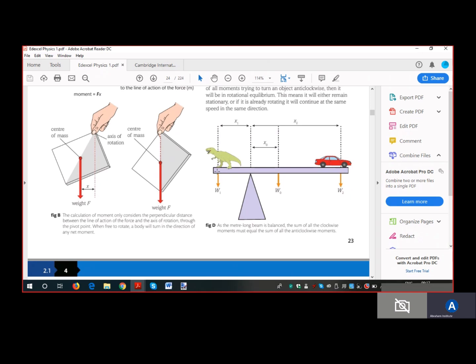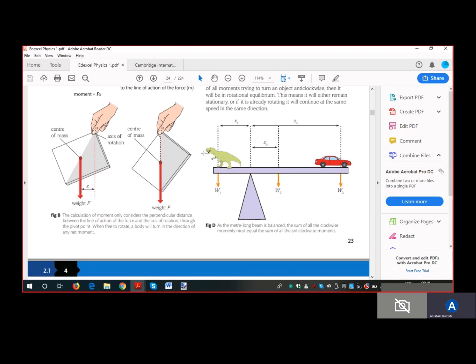All right. So why we take this like this is because now you know the reaction force and the weight on the dinosaur are equal in size because the dinosaur is stationary, in equilibrium. So the sum of forces acting on the dinosaur is zero.